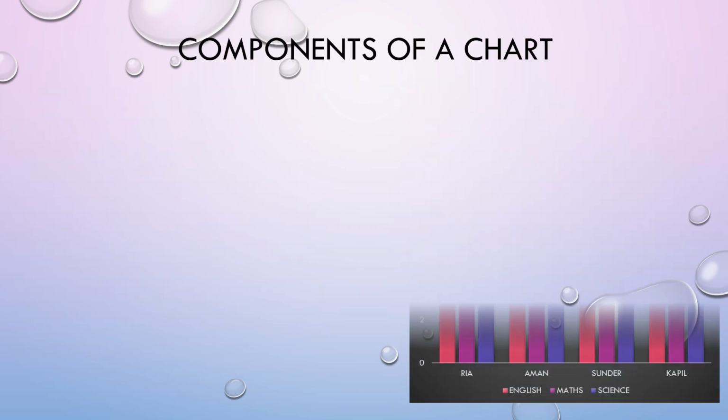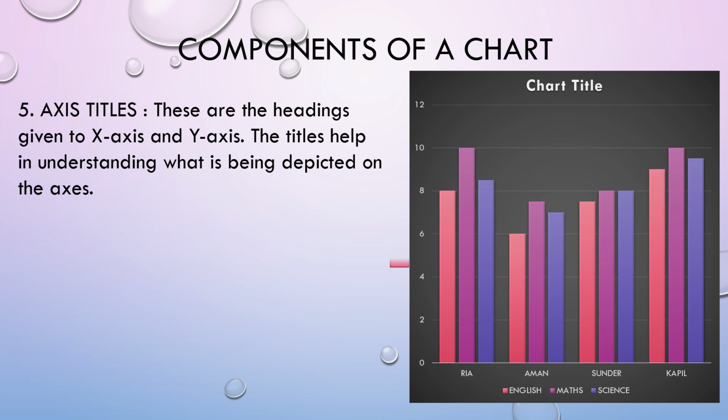Next, number 5, we have axis title. What is axis title? You can see marks written there, this place. This is known as the axis title, where the headings are provided to the x-axis and the value axis. The titles help in understanding what is being depicted on the axis, like what are these numbers standing for. So we can clearly understand from this title that the marks are being shown on the x-axis. Similarly, what is being shown on the y-axis? It is the name of the students which are being shown on the y-axis.